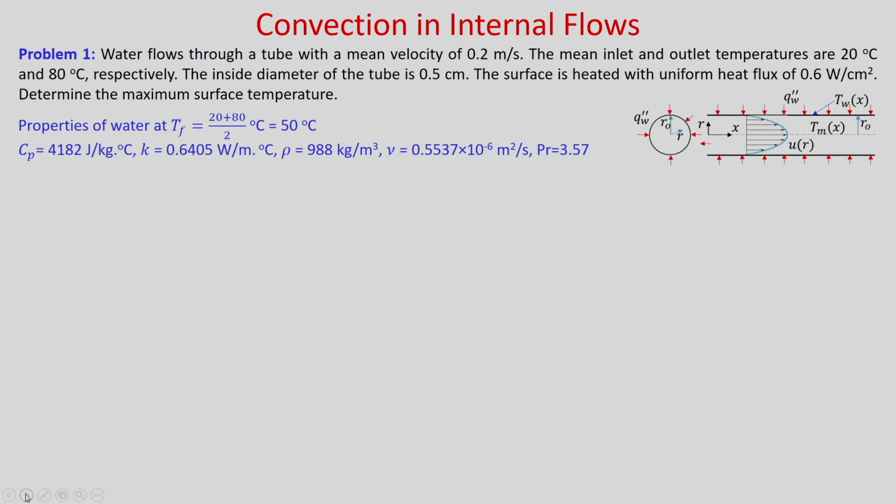Water flows through a tube with a mean velocity of 0.2 meter per second. The mean inlet and outlet temperatures are 20 degree centigrade and 80 degree centigrade respectively. The inside diameter of the tube is 0.5 centimeter. The surface is heated with uniform heat flux of 0.6 watt per centimeter square. Determine the maximum surface temperature. So, you can see it is a uniform wall heat flux boundary condition. So, your wall temperature will vary in axial direction, and it is expected to be maximum at the outlet, right. So, Tw will be maximum.